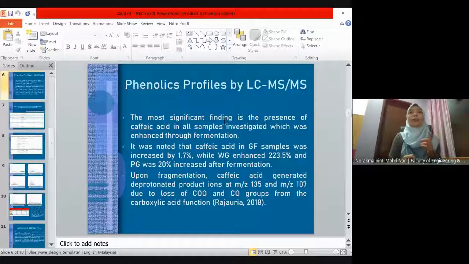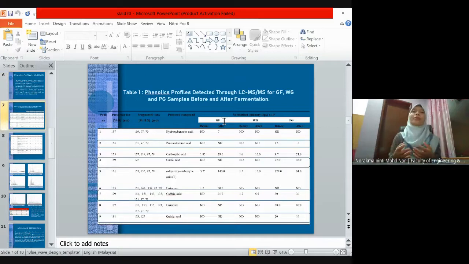For the results and discussion, for phenolics profile by LC-MS-MS analysis, the most significant findings is the presence of caffeic acids in all samples investigated, which was enhanced through fermentation. It was noted that caffeic acid in GF samples was increased by 1.7%, while WG enhanced to 123.5% and PG was 20% increase after fermentation. Table 1 shows the phenolics profile detected through LC-MS-MS for all samples before and after fermentation.